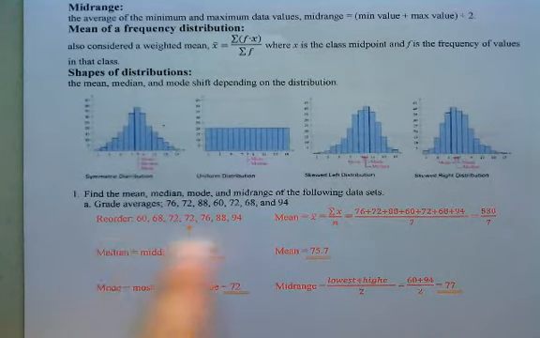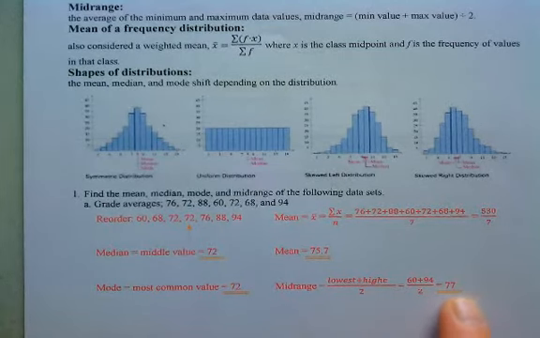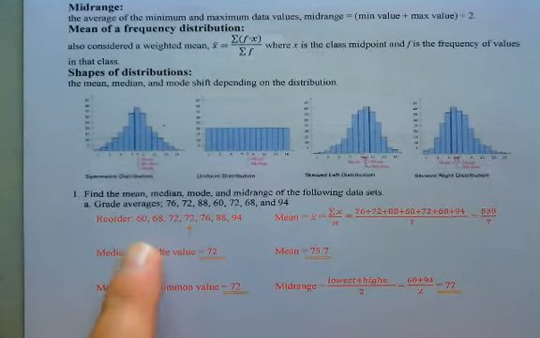So again, the mean does not actually have to be any of the values in your data set. Mid-range, on the other hand: the lowest was 60, the highest was 94. Add the 2, divide by 2, and we have the mid-range, 77. And again, none of these have to actually match.